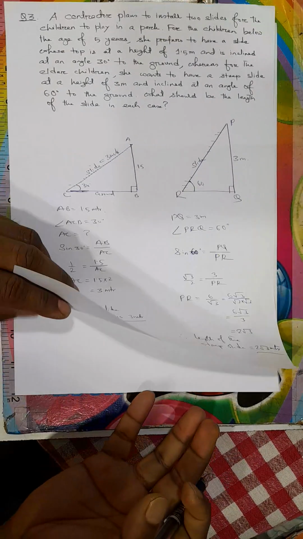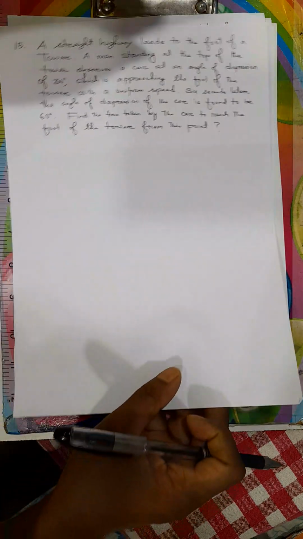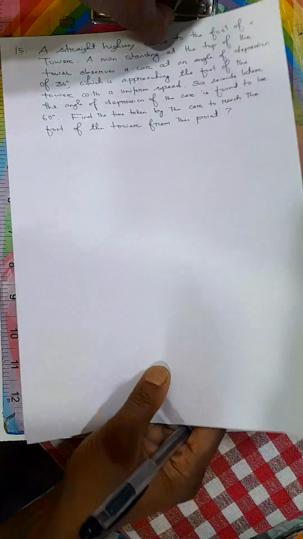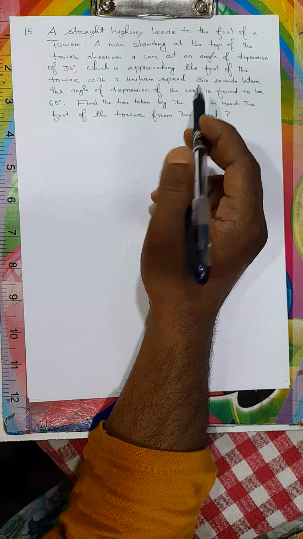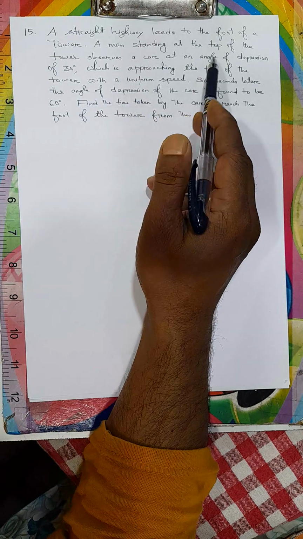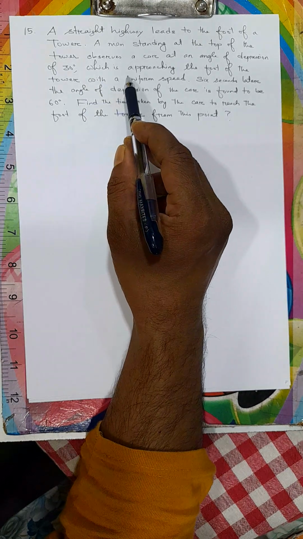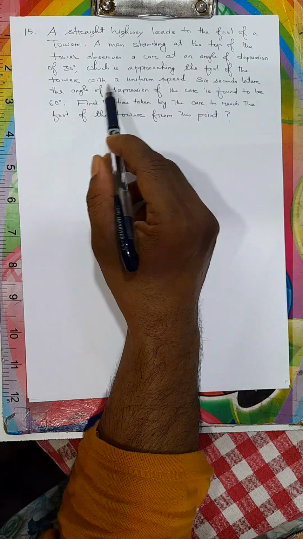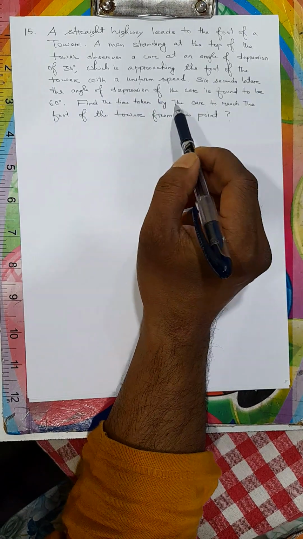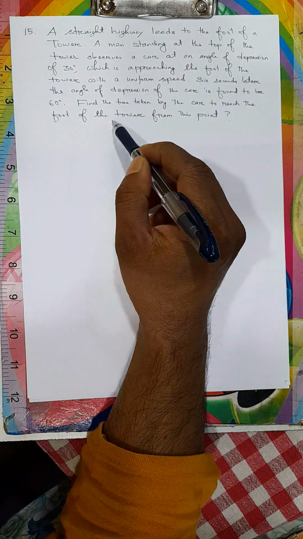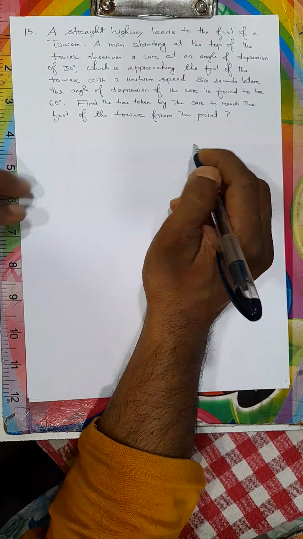Now let us come to one more question. Say this is another question. A straight highway leads to the foot of a tower. A man standing at the top of the tower observes a car at an angle of depression 30 degrees, which is approaching the foot of the tower with a uniform speed. 6 seconds later, the angle of depression of the car is found to be 60 degrees. Find the time taken by the car to reach the foot of the tower from this point.